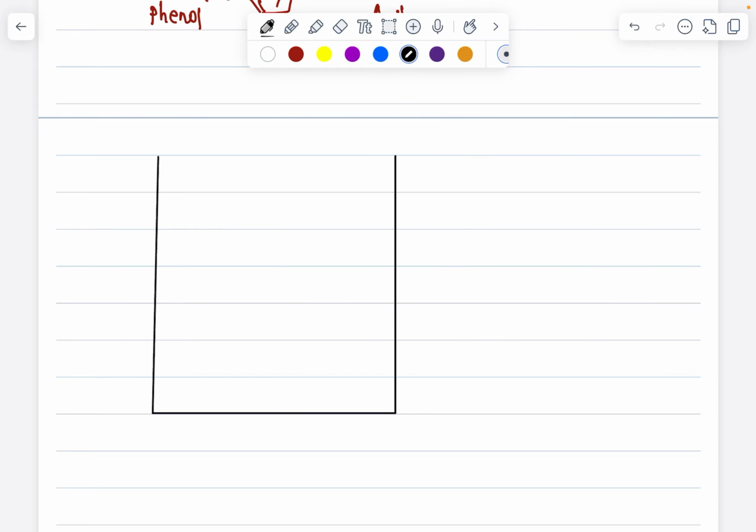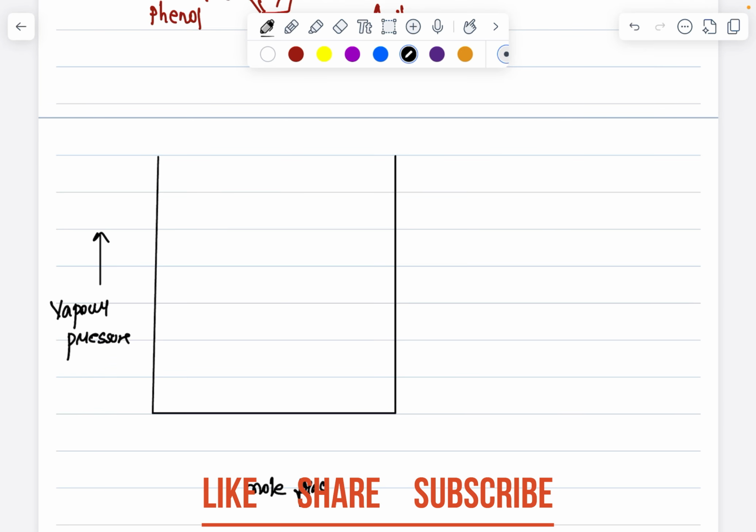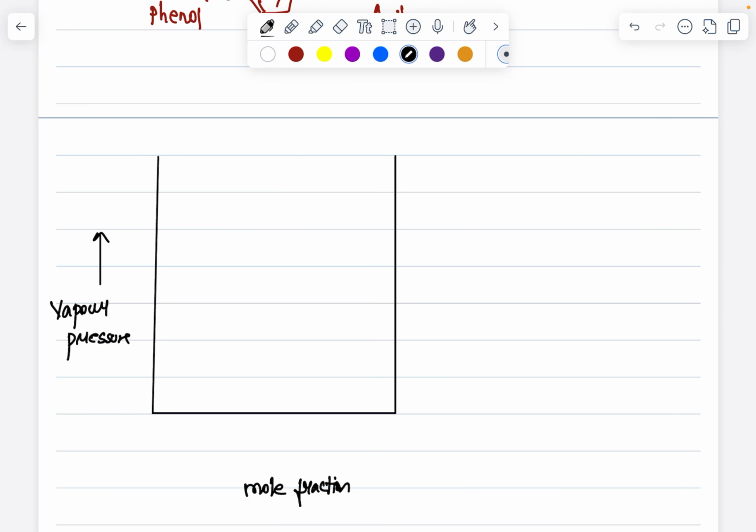Two components, right? This is vapor pressure. This axis is the vapor pressure. This axis is mole fraction, in this direction. So I will write over here x1 is equal to 0 for one of the components, say phenol. You consider that to be equal to 0. This is 1. x2 is 1 over here, and x2 is 0 at this end.